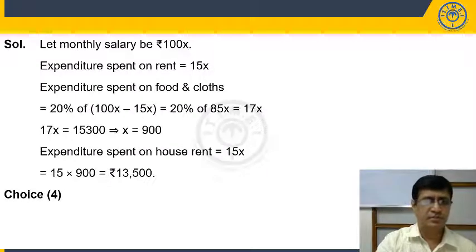Look at the solution here. Monthly expenditure, monthly saving, salary here 100x, expenditure 15x, food and clothes 20% of 100x minus 15x. The remaining is 20% of 85x, 17x is the value, x is equal to 900, so 15x is the answer.